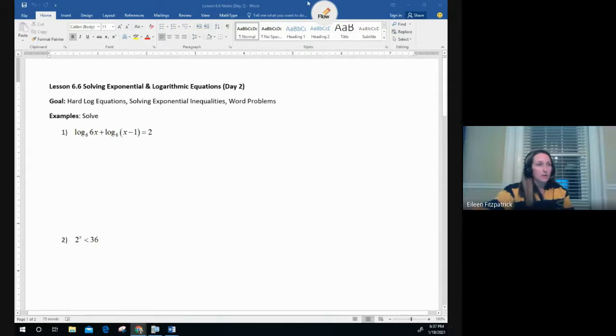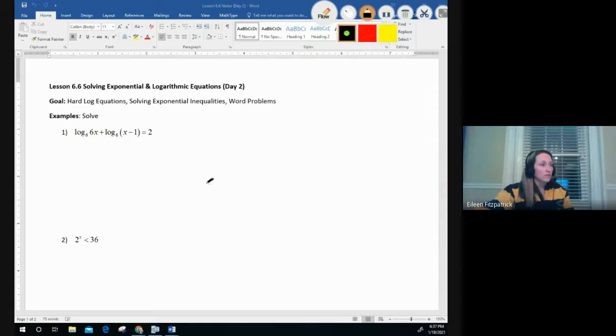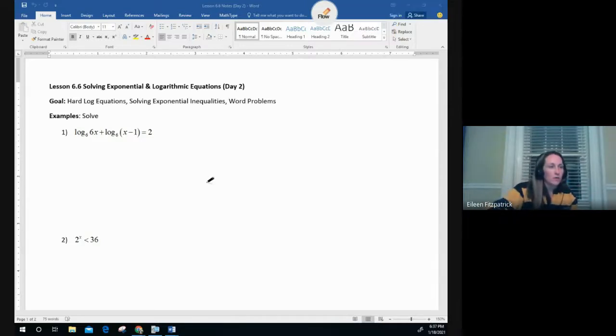Okay, so let me give you the notes for the first set of problems. So we're going to solve log base 6 of 6x plus log base 6 of x minus 1 equals 2. This is different than the problems we saw in day 1 because in day 1, we either had logs on both sides or we had a single log. Here we have 2 logs on the same side, and if I move one log to the other side, I'm going to have a log and that 2 as well. So there's really no way to isolate the logs on both sides. So let's talk about what we can do here.